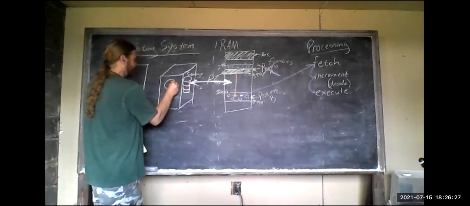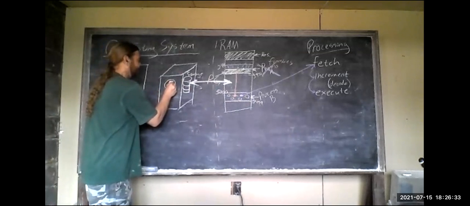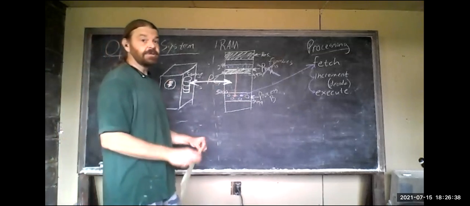Somewhere in there, there's power. I'll try drawing a lightning bolt. I guess that kind of works for a symbol. The operating system has to make sure all the power is regulated correctly if there's any problems.